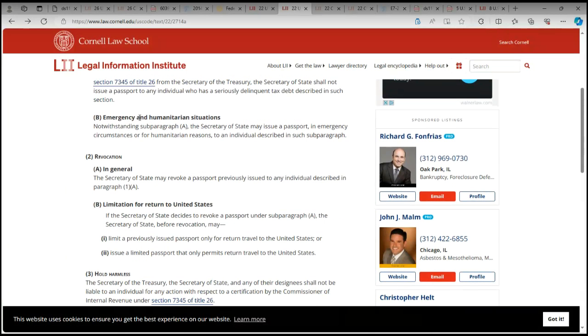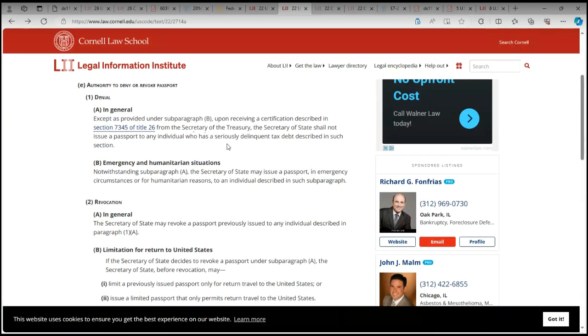Part B, emergency and humanitarian situations. But nonetheless, the Secretary of State has knowledge that you have a serious delinquent tax debt, and they cannot issue a passport to you unless the Treasury sends some type of certificate under this section, under Title 26, to say you're okay to get a passport.